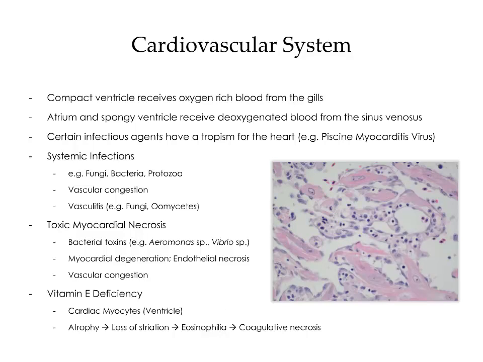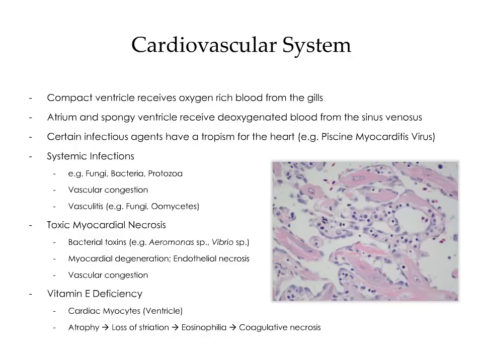The ventricle is divided into an outer compact layer and an inner spongy layer. The compact ventricle receives oxygen-rich blood from the gills. The atrium and spongy ventricle receive deoxygenated blood from the sinus venosus. Certain infectious agents have a tropism for the heart, like Piscine myocarditis virus. Systemic infections can also affect the heart. Examples include fungi, bacteria, and protozoa.